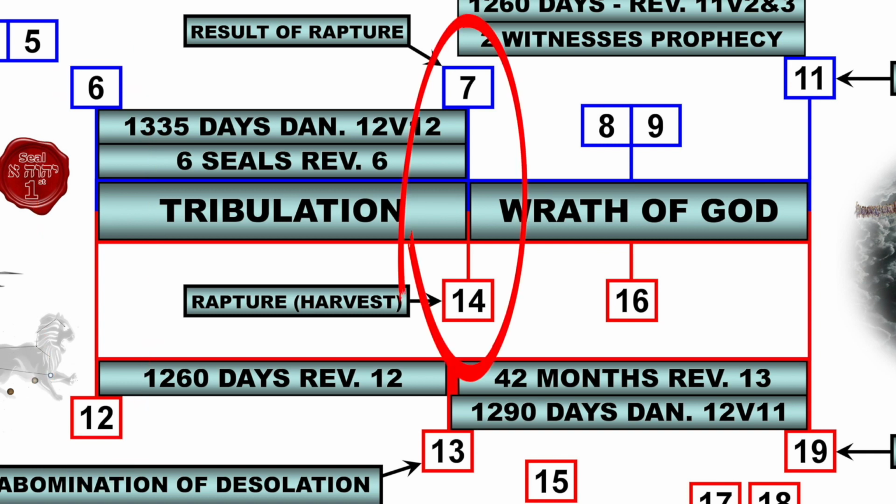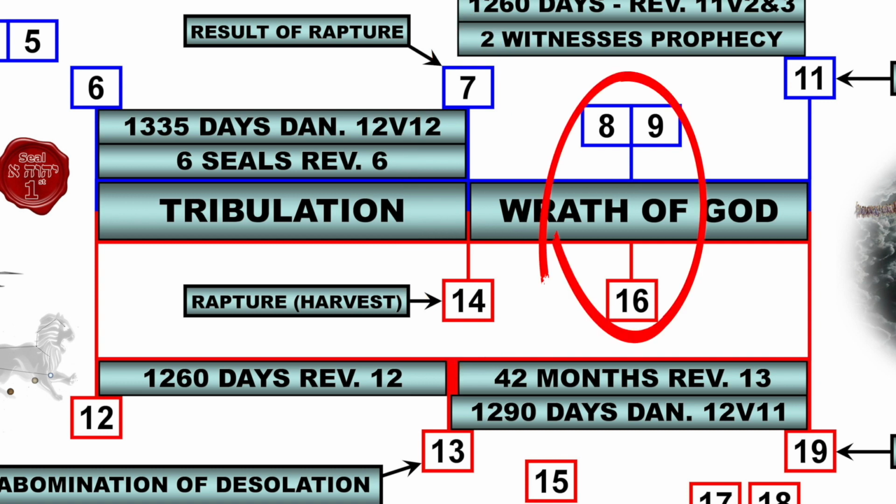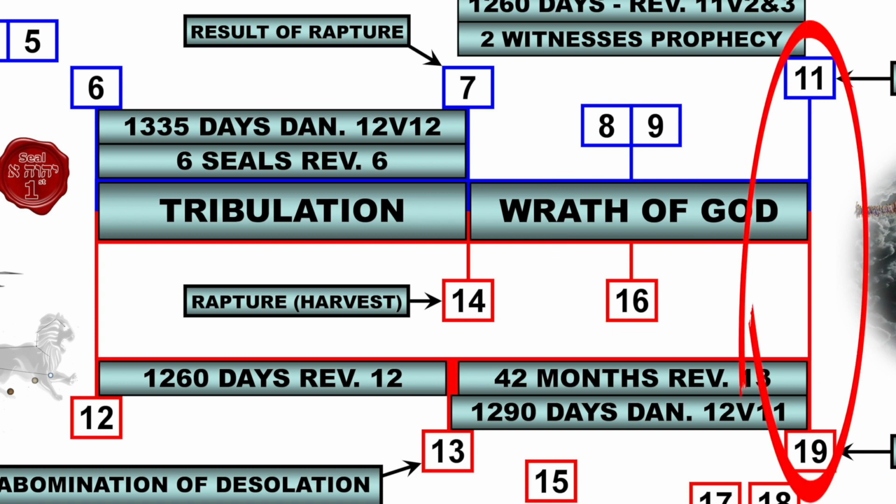Chapter 7, the 144,000 and evidence of the rapture. Chapter 14, the 144,000 and the event of the rapture or harvest, both in the middle of Daniel's 70th week. Chapters 8 and 9 are the 6 trumpets blown co-sequentially with chapter 16, and chapter 16 are the 7 bowls poured out co-sequentially with chapters 8 and 9, both in the second half of Daniel's 70th week. Chapter 11, God's wrath and Armageddon. Chapter 19, God's wrath and Armageddon, both in the second half of Daniel's 70th week.